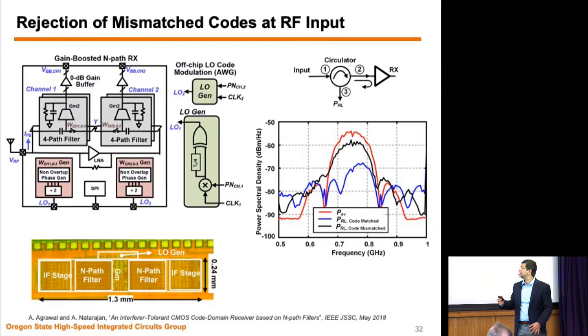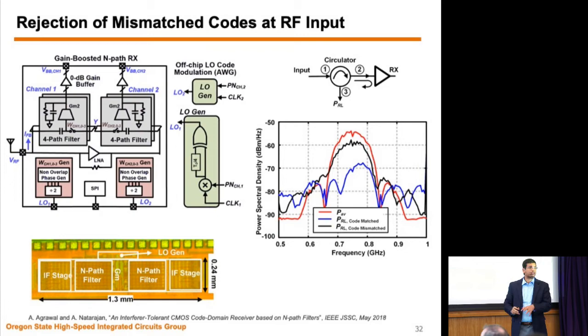And just to demonstrate where the rejection is happening, what we have over here is an input that is code modulated. And if the receiver is receiving that signal, then the signal just goes from port 1 to port 2 and then on to the receiver. If the receiver is rejecting or filtering that signal, then the signal power is reflected, and you will see that at port 3 because the circulator will send it to port 3. And what we see over here, this is the input signal in red. The blue is when the receiver is code matched to the input. So it receives the signal, so you don't see any power in the third port. But when the code is mismatched, the receiver is actually rejecting the signal right at the receive input.